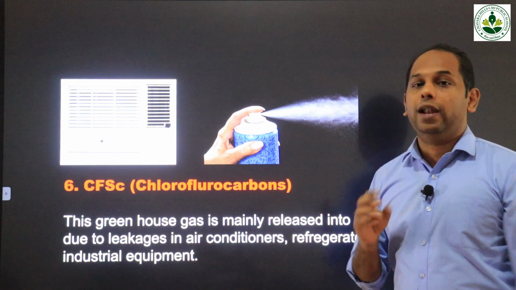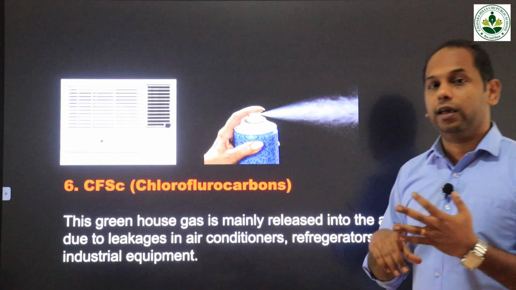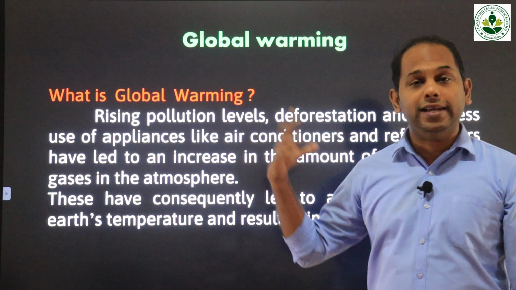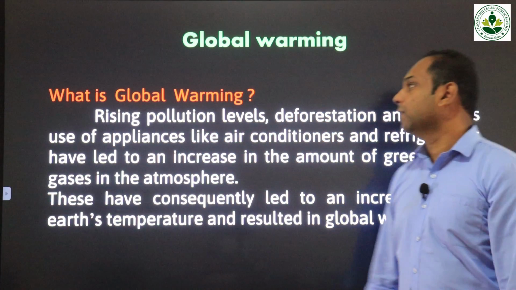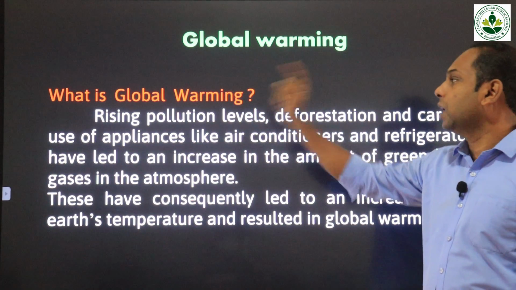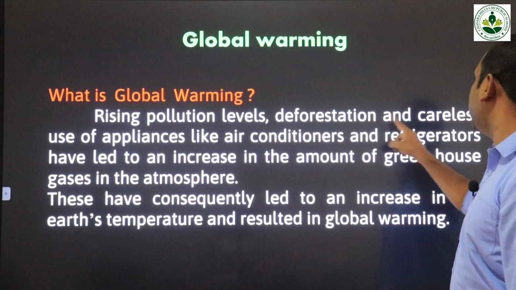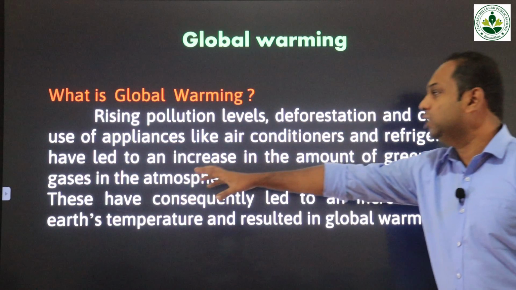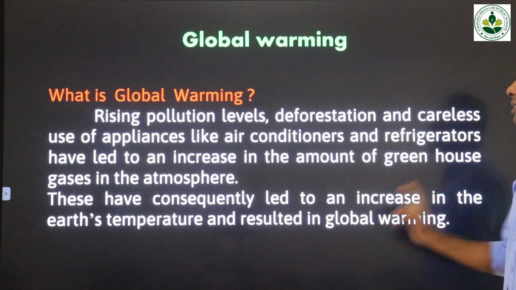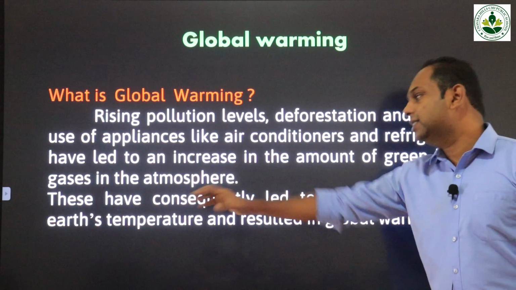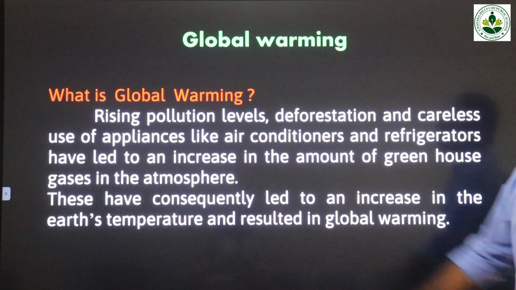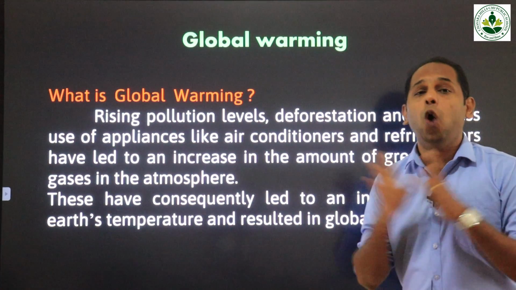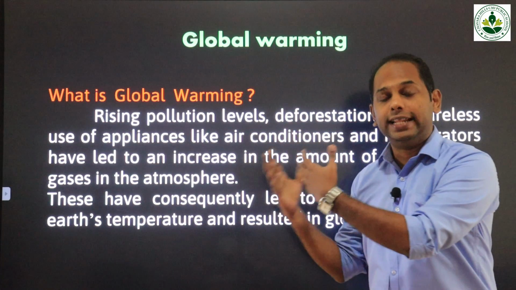Just now we have learned about the atmosphere and greenhouse gases. Now we'll be studying how global warming happens in the atmosphere. Let's see, what is global warming? Rising pollution levels, deforestation and careless use of appliances like air conditioners and refrigerators have led to an increase in the amount of greenhouse gases in the atmosphere. These have consequently led to an increase in the Earth's temperature and resulted in global warming. We'll be studying how this global warming occurs on the Earth.